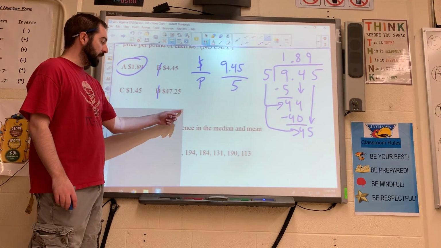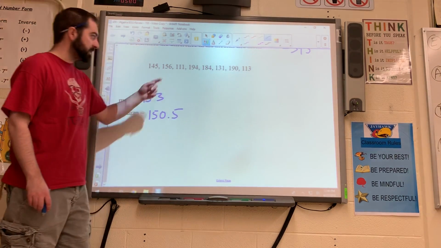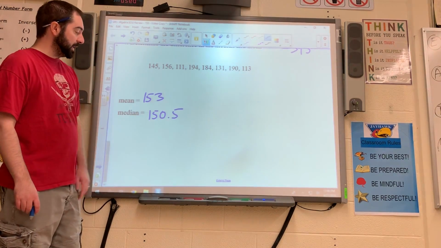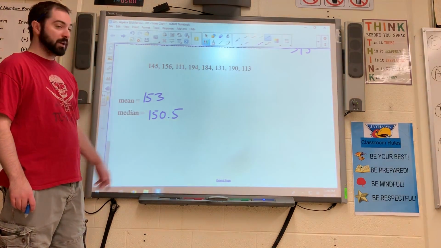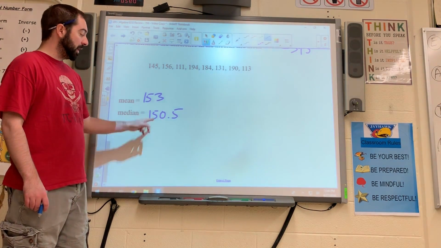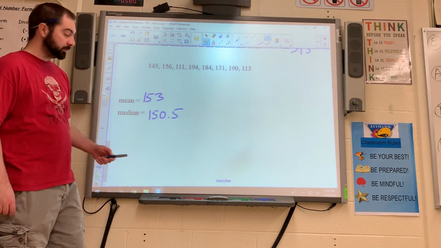And then number 4, I have the mean and the median already up there. Hopefully you made your list, calculated the mean and the median. So the mean is 153, or the average. The median, the middle number, well, since there were 2 middles, we had to add and divide, but the calculator does that for us, 150.5.